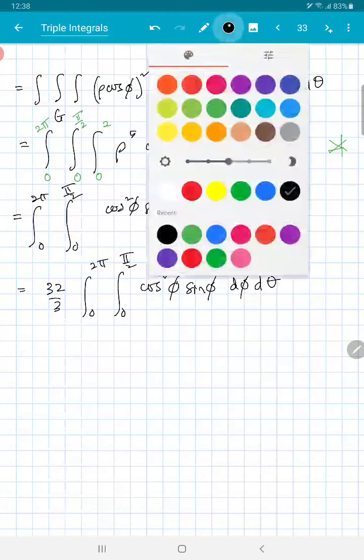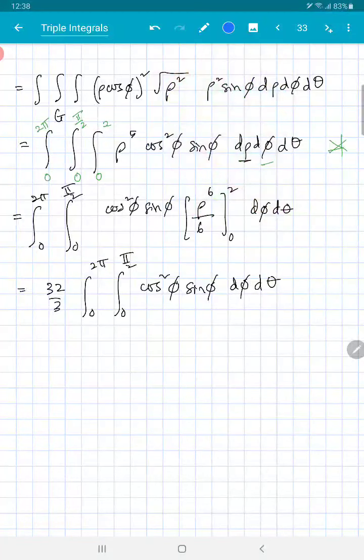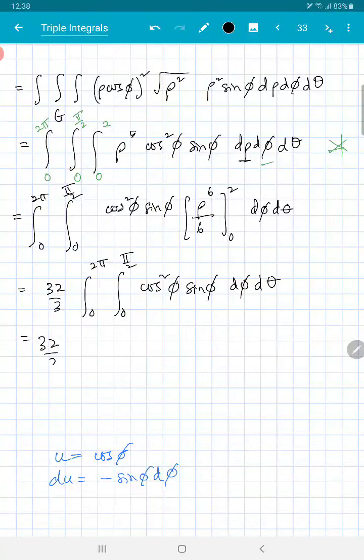Now we're going to integrate with respect to phi, so we're going to use the substitution method. We let u be cos phi, which means that du is negative sine phi d phi. So here we have 32 over 3. Some of you, once you have the limits, have no problem evaluating this. So here we have u squared. Sine phi d phi will be replaced by negative du. We still have d theta.